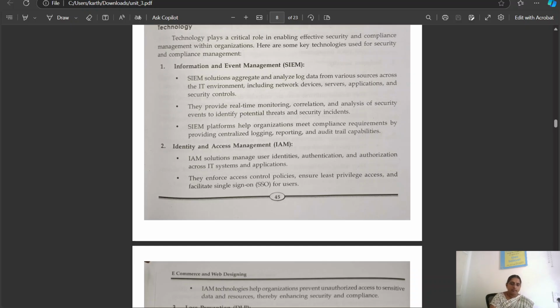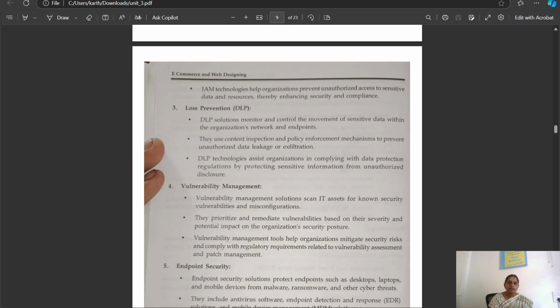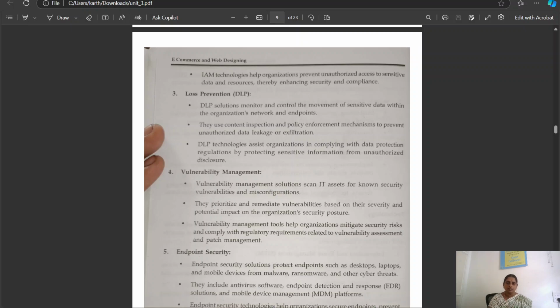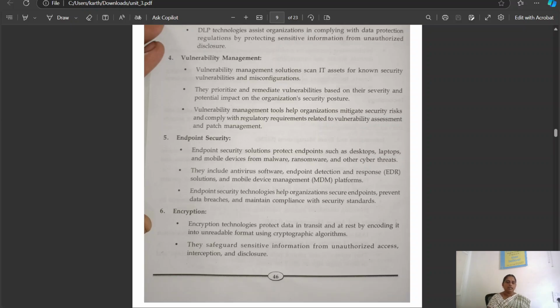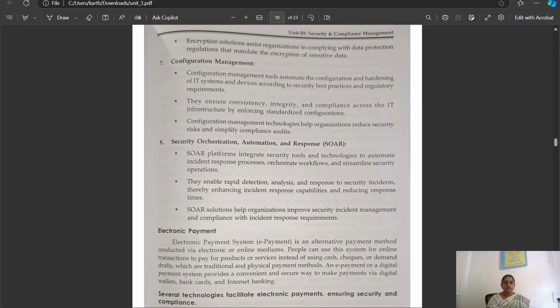The second one is IAM, identity and access management. IAM solutions manage user identities, authentication, and authorization across IT systems and applications. And data loss prevention, shortly called DLP. It monitors and controls the movement of sensitive data within the organization's network and endpoints. And the next one, vulnerability management. Its solutions scan IT assets for known security vulnerabilities and misconfigurations. And the next ones: endpoint security, encryption, configuration management, security orchestration, automation, and response.